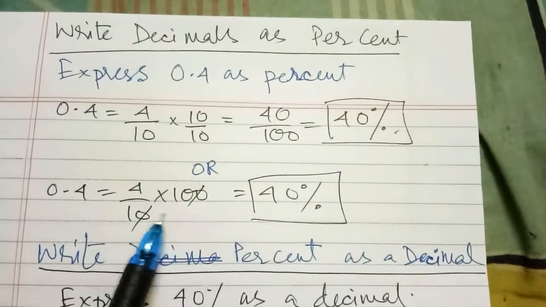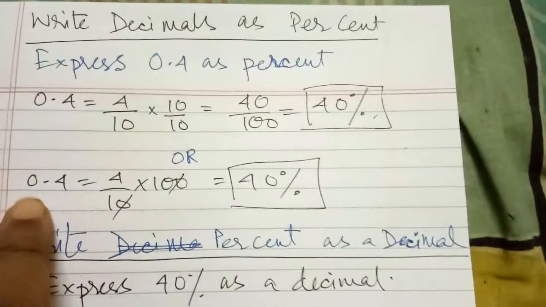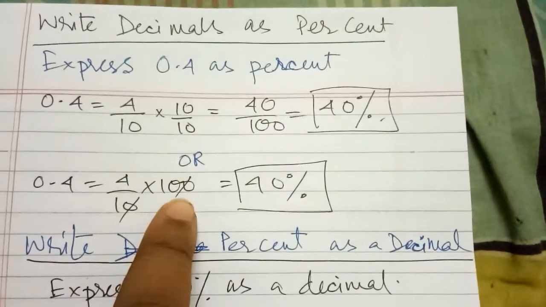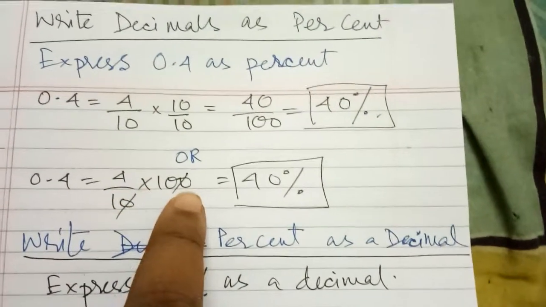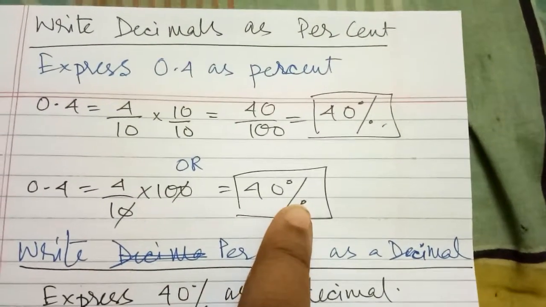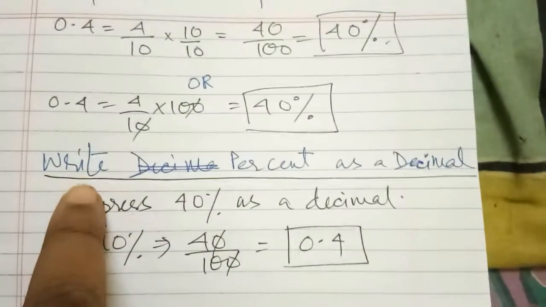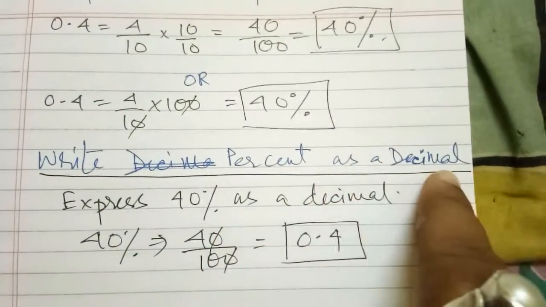In the other process we have done, see, 0.4 means 4 by 10 into 100. The 0 and 0 cancel out. Then 4 into 10 will be 40%.